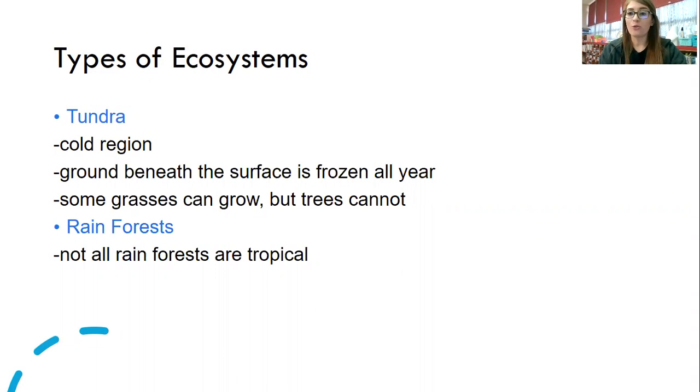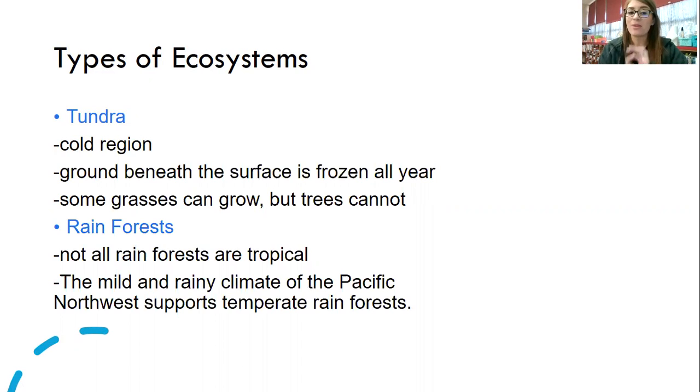So not all rainforests are tropical. The mild and rainy climate of the Pacific Northwest supports temperate rainforests.